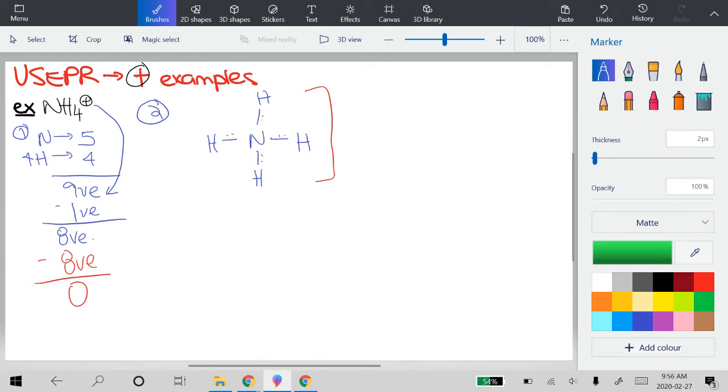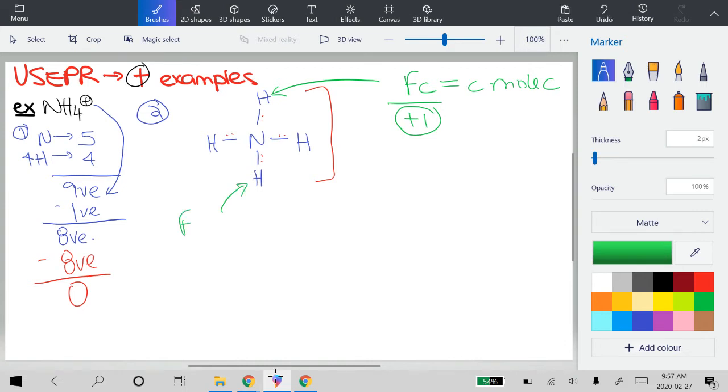So I always say check your formal charges. And it especially is important for molecules that are charged because the rule is the formal charge should equal the charge on the molecule. So because we have a positive charge on this NH4, all of our formal charges have to add up to a total of a +1. So let's make sure that happens.